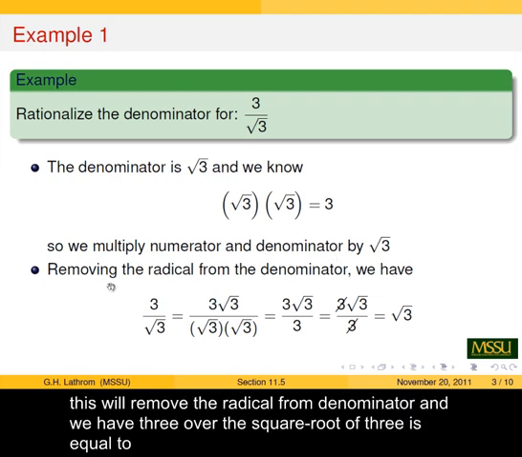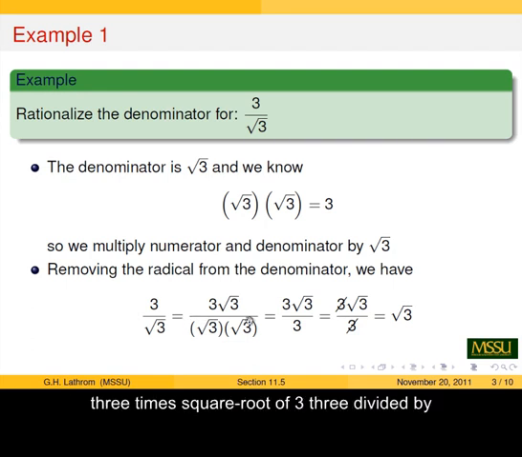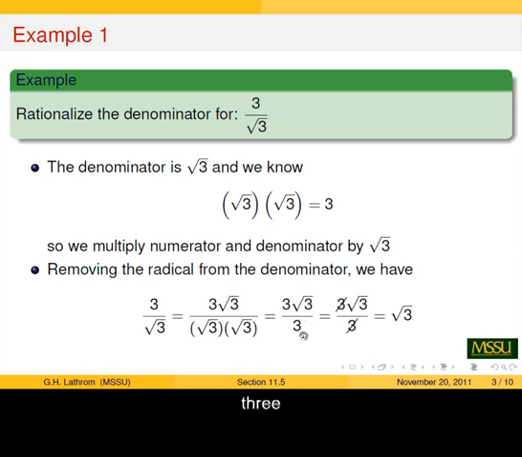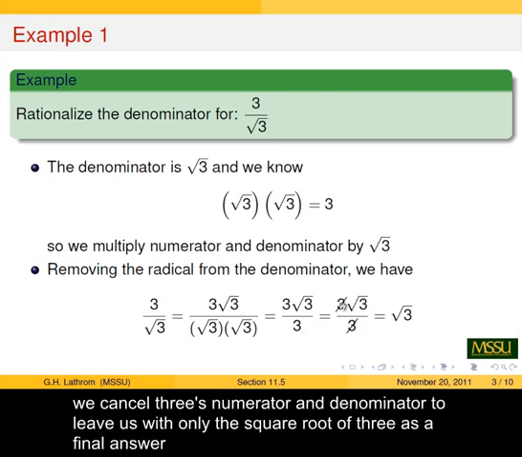This will remove the radical from the denominator, and we have 3 over the square root of 3 is equal to 3 times the square root of 3 divided by the square root of 3 times the square root of 3. In the numerator, this gives us 3 times the square root of 3. In the denominator, we have 3. We then cancel 3's in numerator and denominator to leave us with only the square root of 3 as a final answer.